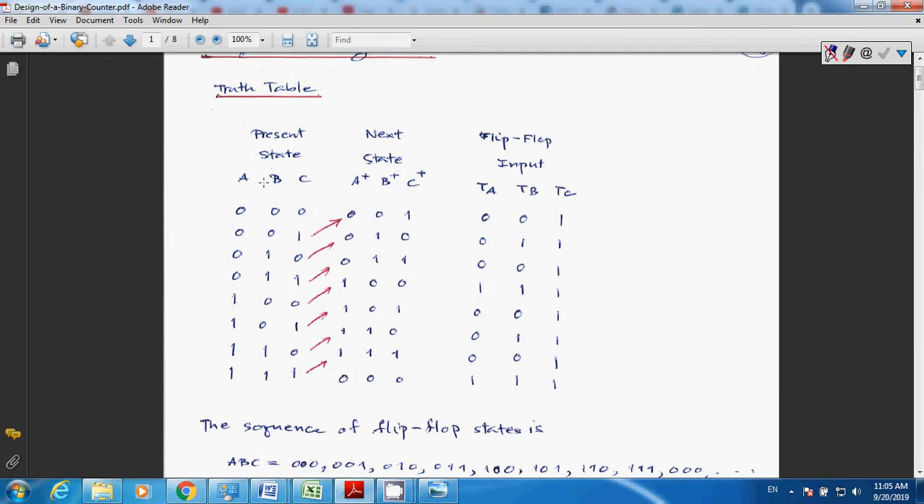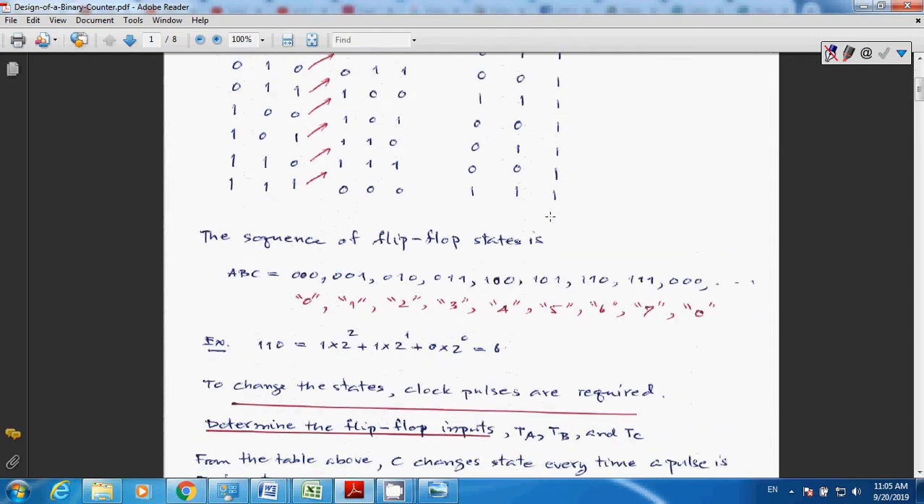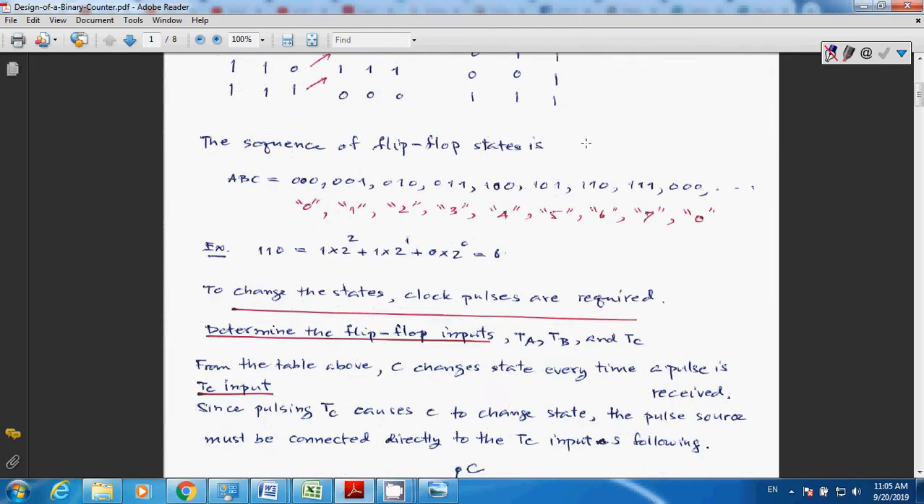In case we have three inputs or three binary bits, ABC, and the next state I represent by A plus, B plus, and C plus. And I also want to take a look at the input of the flip-flop in terms of flip-flop A, flip-flop B, and flip-flop C. Okay, the sequence of the flip-flop states that we want to decide is that we want to start counting from 0 to 1 to 2 up to 6 and then back to 0 and continue the process again.